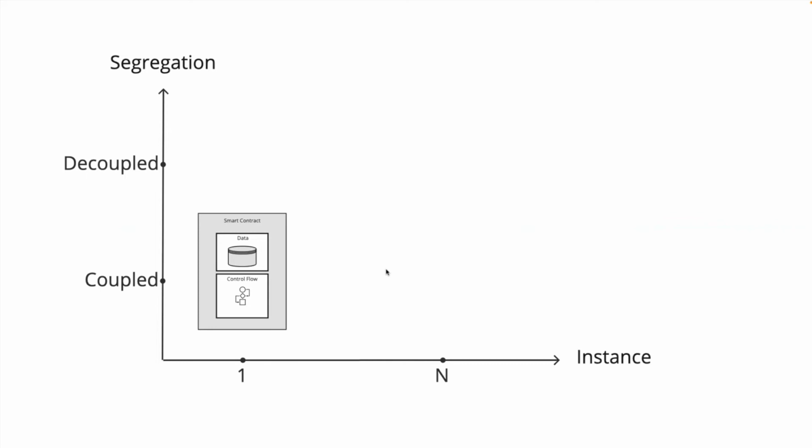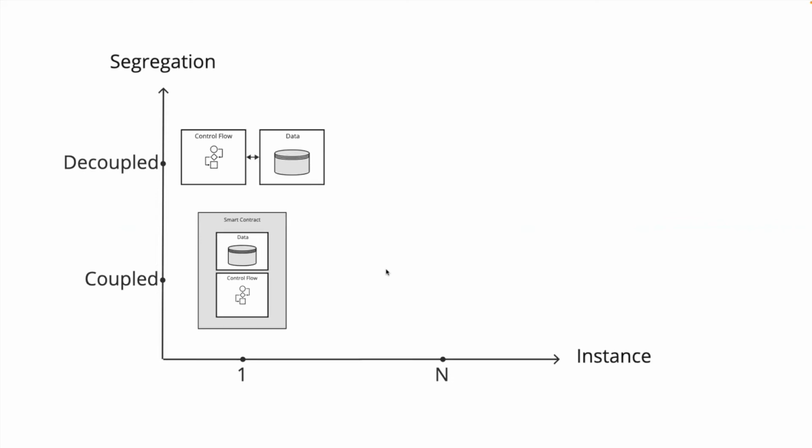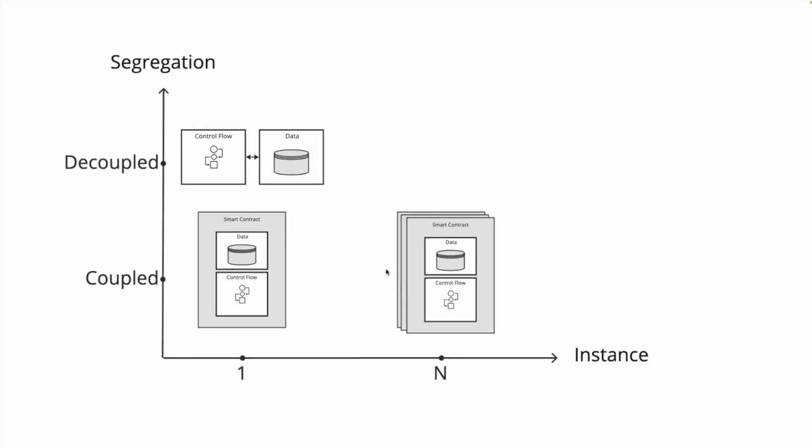Now, combining both together, that's our first case. We have one smart contract for the entire data and control flow, or we can decouple it into one instance. Another option is we can have multiple smart contracts containing the data and control flow for each instance. And finally, we can have one control flow, however, we can have multiple data smart contracts for each instance. Well, the design decision here depends on the type of process we're having.